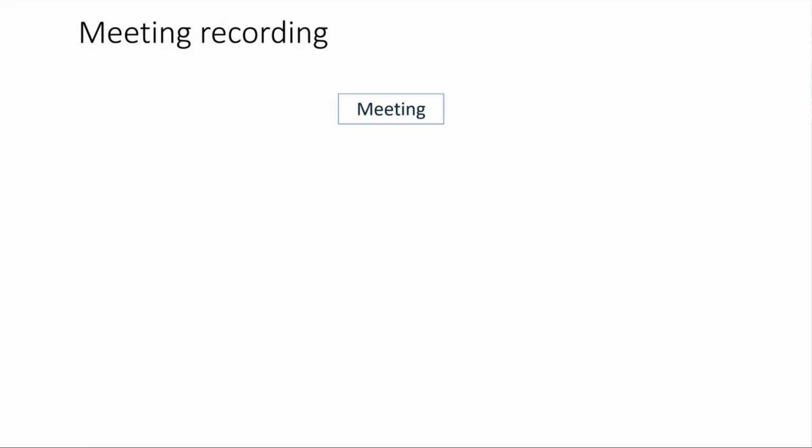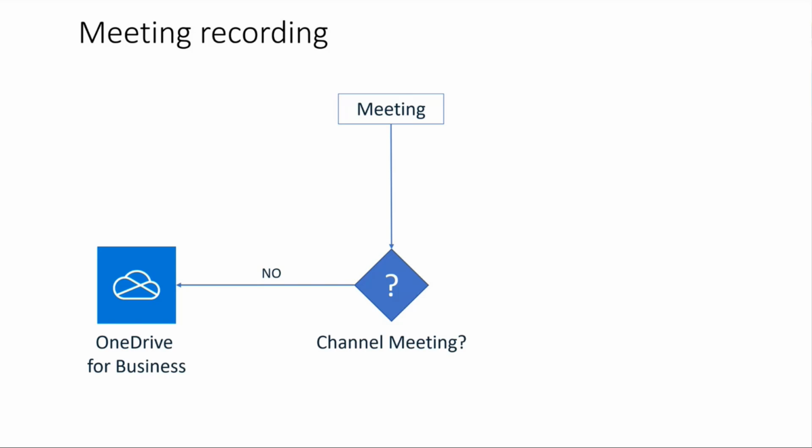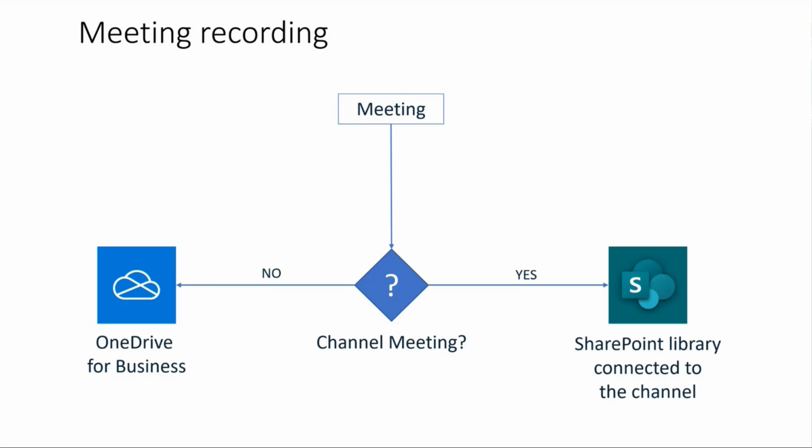So meeting recordings, of course, now recordings are saved in SharePoint or in OneDrive. It depends on whether this is a channel meeting or not. If it's not a channel meeting, it's saved on OneDrive for Business. That's quite simple. If it's a channel meeting, it's saved in the SharePoint library connected to this specific channel. Only two options, no Stream, no other places.